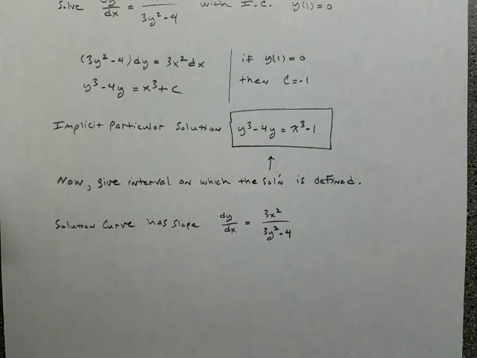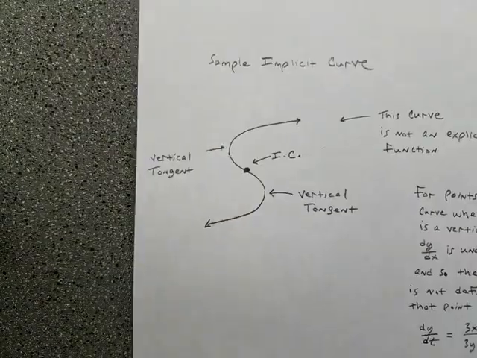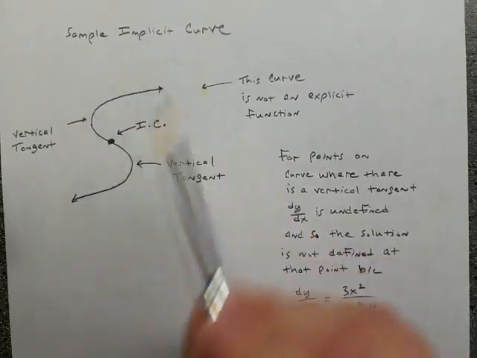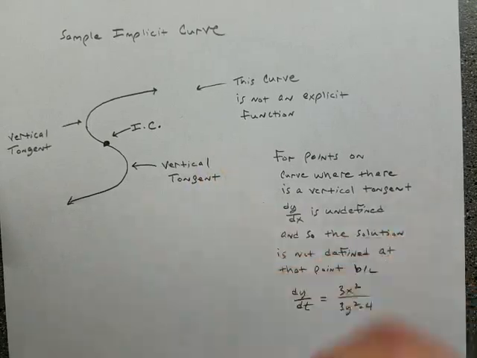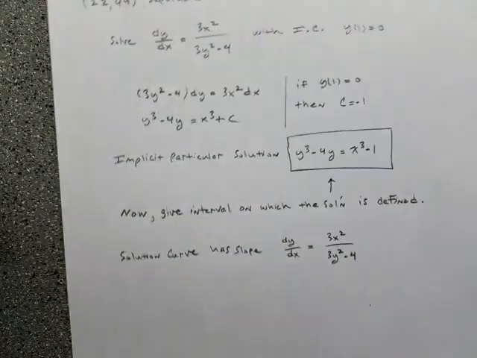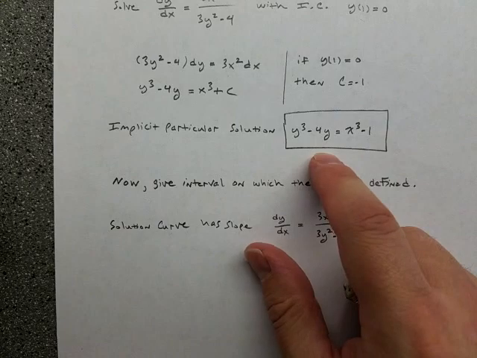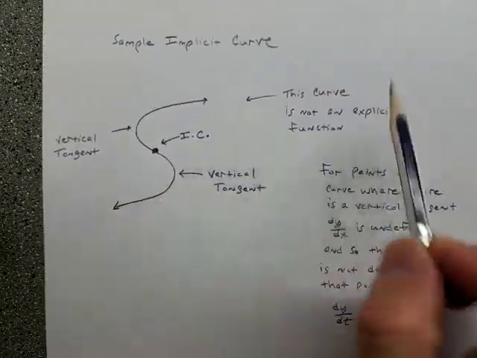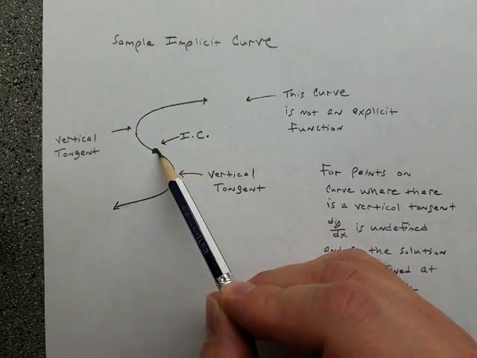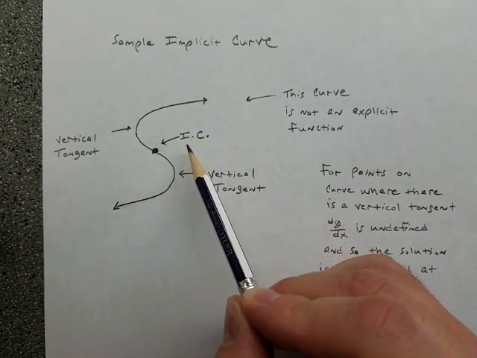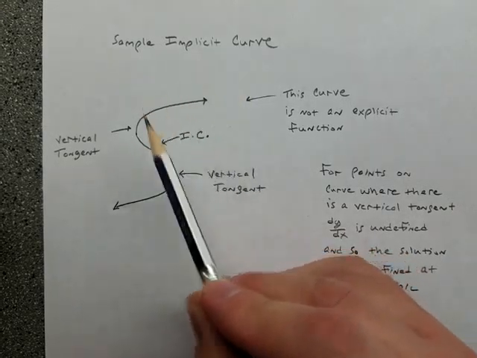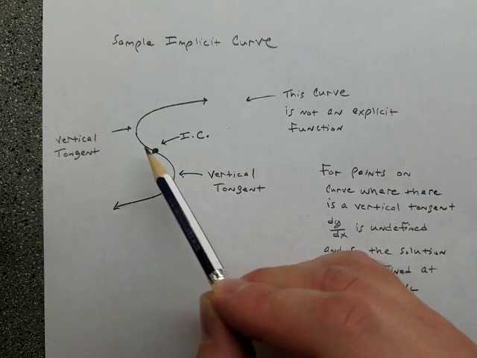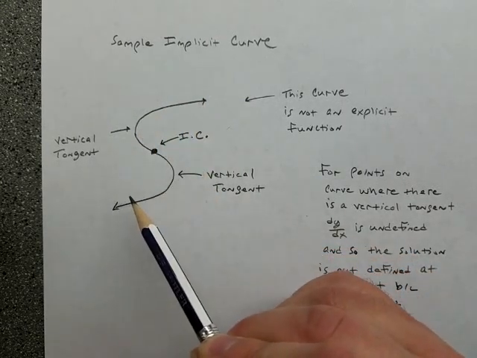Okay, so think of it like this. Here's a sample implicit curve, and this is, I think, fairly close to what this particular solution actually looks like. Okay, I'll show you why in a minute. There's a few things about this. There might be a portion on the curve that contains our initial condition, and we might think that if it's not an explicit function, then it'd have to overlap itself somehow.